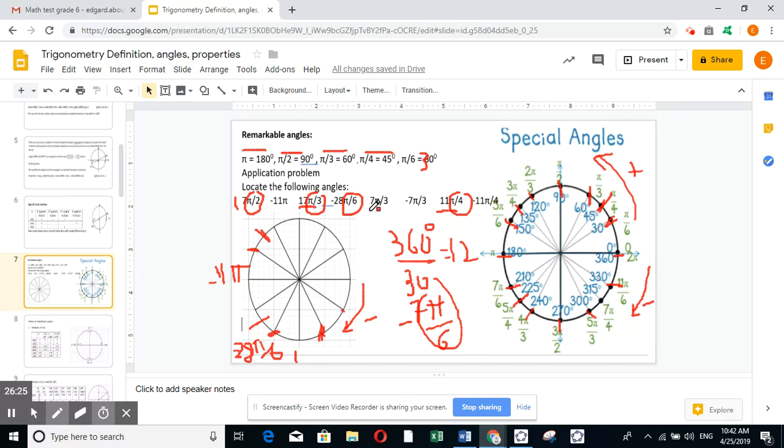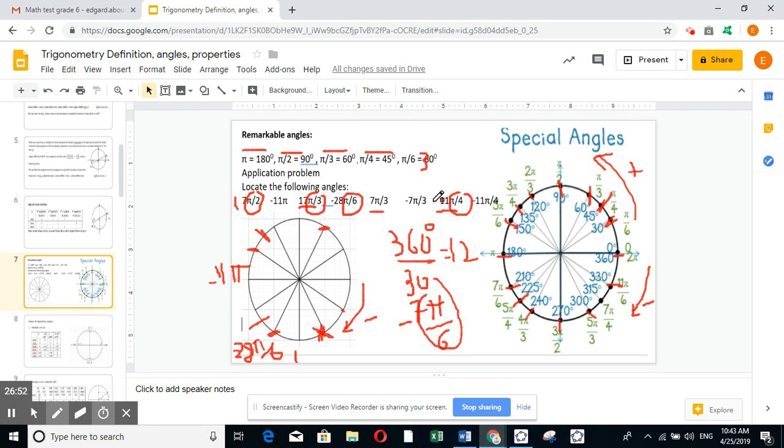I want 7 pi over 3. 7 pi over 3, 7 60s. 7 60s is 14 30s. Circle is 12 30s. 13, 14. This is 7 pi over 3. I want minus 7 pi over 3. So if minus 7 60s, it means minus 14 30s. Minus 14. Circle is minus 12. Minus 13, minus 14. This is minus 7 pi over 3.